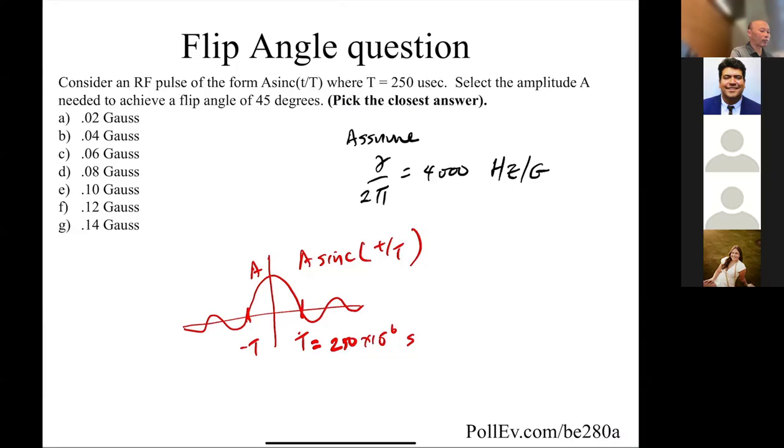So how do we pick a flip angle? Select an amplitude A that gives a flip angle of 45 degrees, or pi over 4. And for this case, you can assume that gamma over 2 pi equals 4,000 hertz per Gauss, just to keep things simple. So your job is to pick the closest answer of how large A should be.